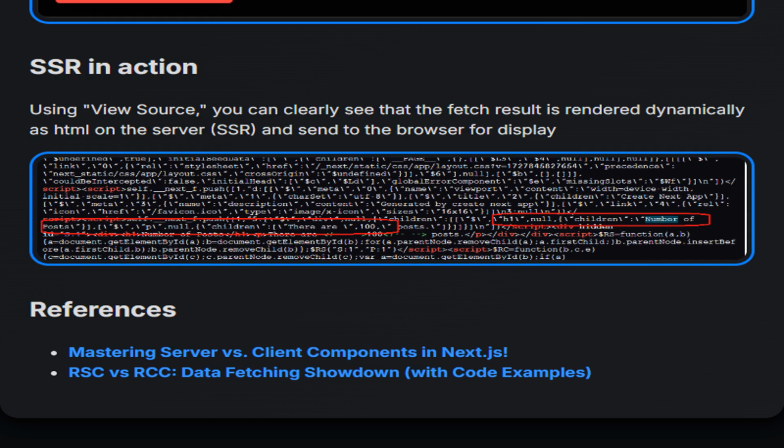The text includes 2 links to YouTube videos related to Next.js, a popular web development framework. The first video, titled "Mastering Server versus Client Components in Next.js", likely covers the distinctions and use cases between server and client components in the framework. The second video, titled "RSC versus RCC, Data Fetching Showdown with Code Examples", seems to focus on comparing 2 data fetching methodologies, possibly with practical code examples.